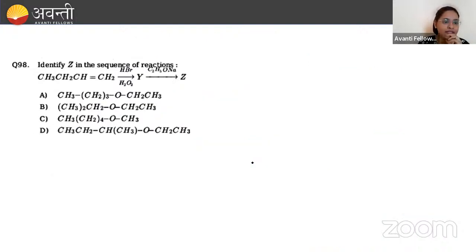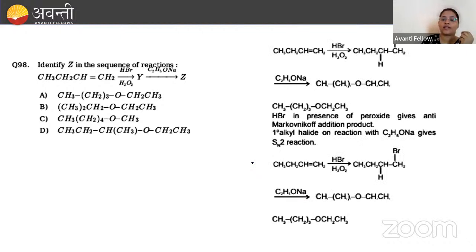Next, identify the Z in the sequence. See here, an alkene is there, which reacts with HBr in the presence of H2O2. So here the anti-Markovnikov rule is going to be used, which on reaction with C2H5ONa, what is going to form? So see here what is happening in this reaction. You can see the alkene reacts with HBr. What is going to happen? Anti-Markovnikov's addition.